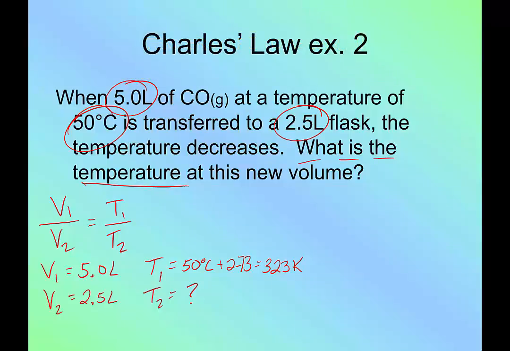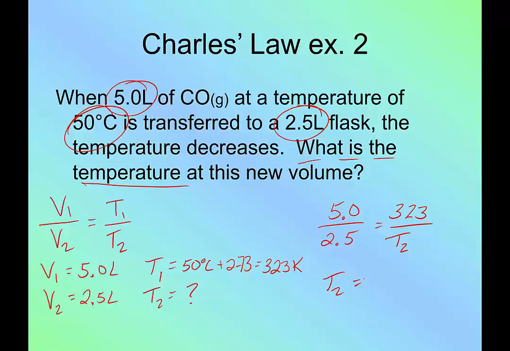So now I just plug my numbers in. Okay, so my V1 is 5. My V2 is 2.5. My T1 is 323. And my T2 is what I'm solving for. Now, before I even plug this into the calculator, remember, you can always double check yourself and see if your answer makes sense before you even get there.